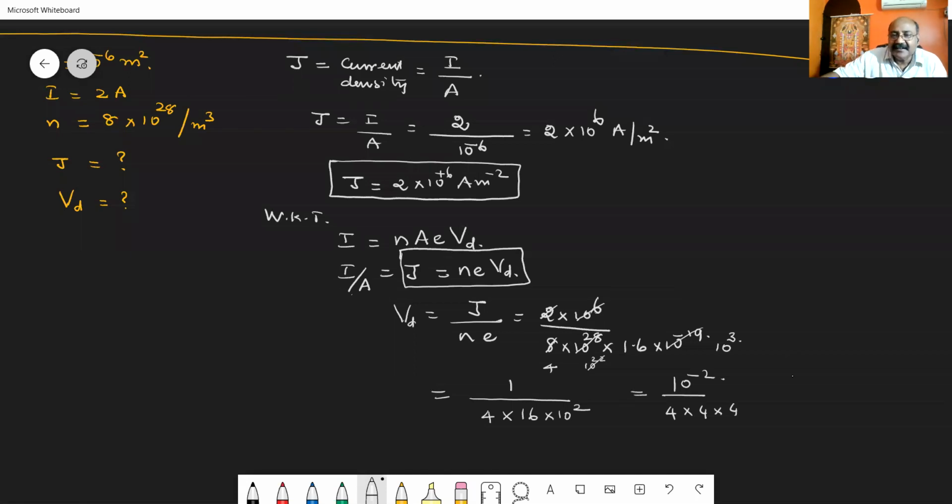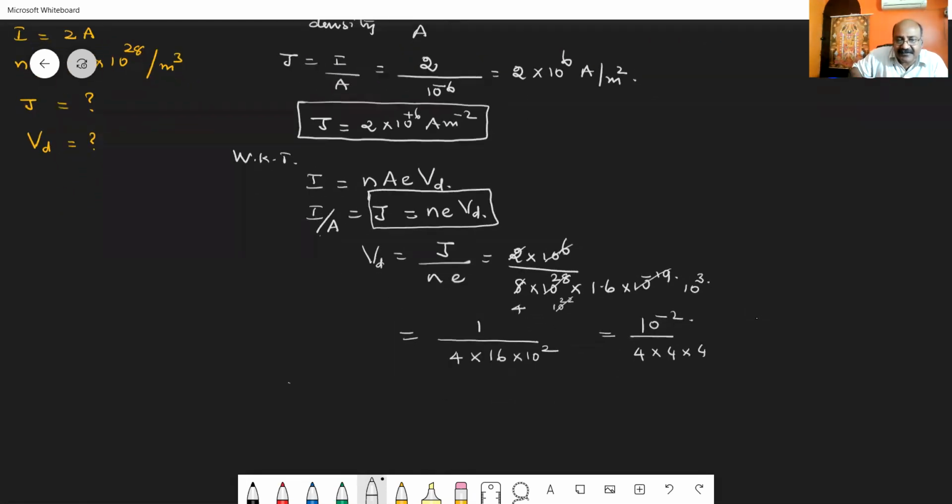Am I correct? See, I am simplifying. Drift velocity V suffix D is equal to 1 by 4, 0.25, into another 1 by 4, 0.25, then another 1 by 4, 0.25, into 10 to the power of minus 2. So this can be written as 25 into 25 into 25, multiplied with 10 to the power of minus 2, minus 2, minus 2, minus 6, minus 8.